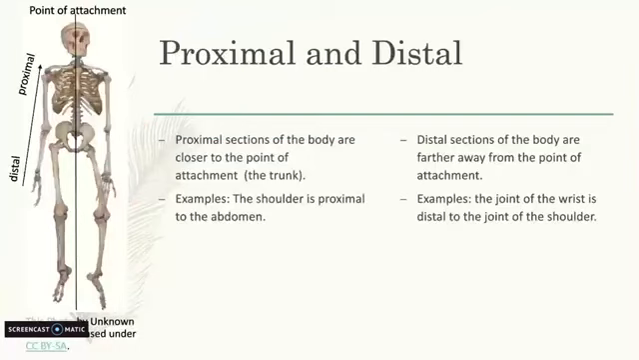Next is proximal and distal. Proximal sections of the body are closer to the point of attachment. The shoulder is proximal to the abdomen. Distal sections of the body are farther away from the point of attachment. The joint of the wrist is distal to the joint of the shoulder.